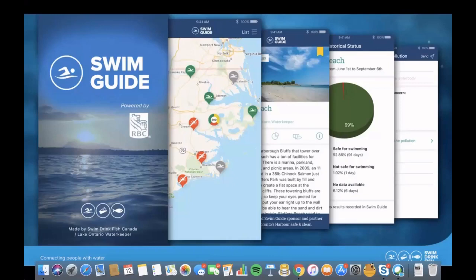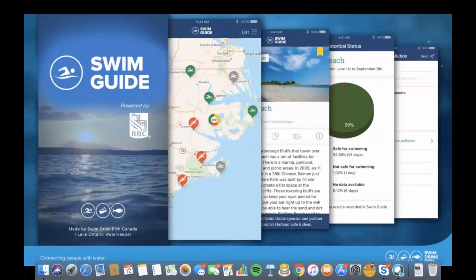So we launched Swim Guide in 2011. Essentially, our goal was to make access to water quality data easier, and to make it easier to interpret the test results for people who wanted to go swimming without getting sick. So essentially, we wanted to help protect public health with better beach and water quality information.